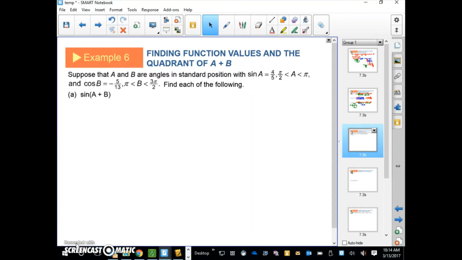Example 6, suppose A and B are angles in standard position with sine A equal to 4/5, pi over 2 is less than A is less than pi, and cosine B is -5/13, so pi is less than B is less than 3 pi over 2. Find the following: sine A.